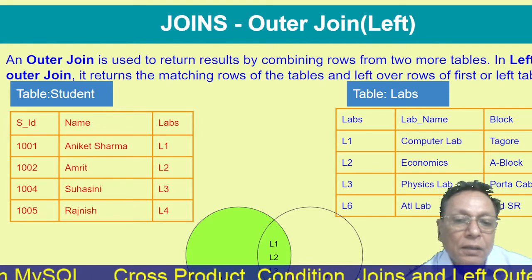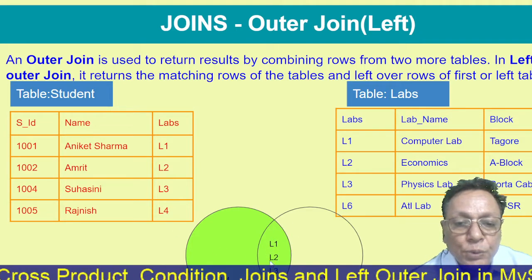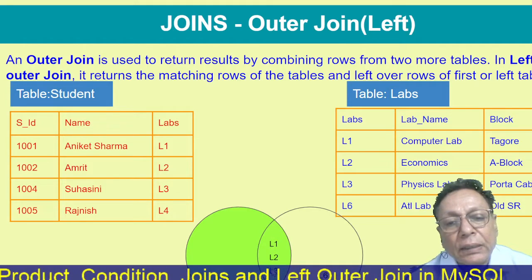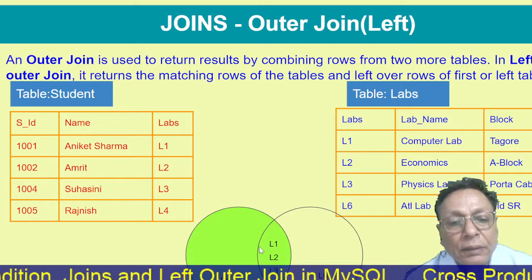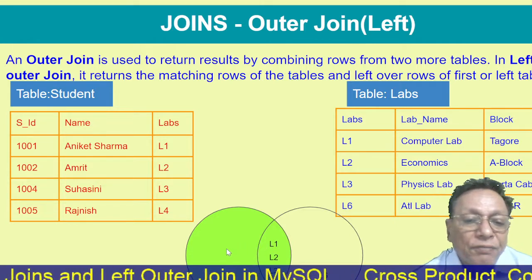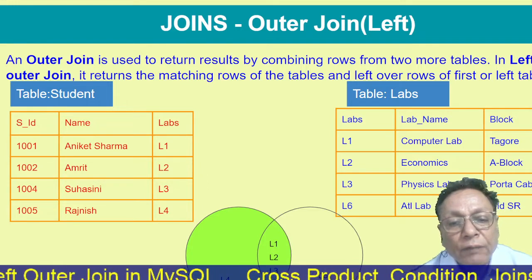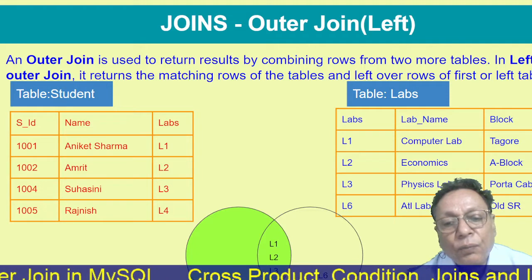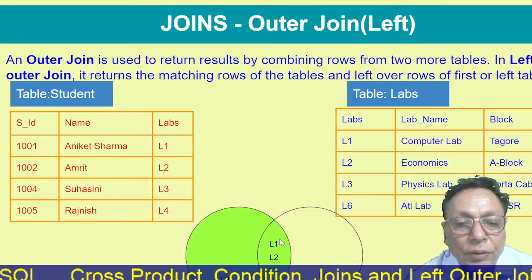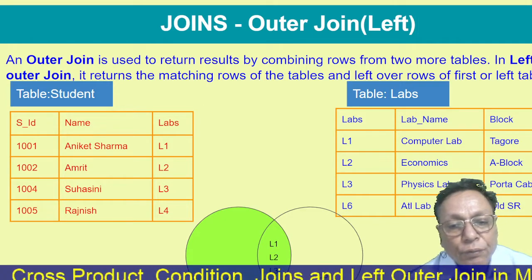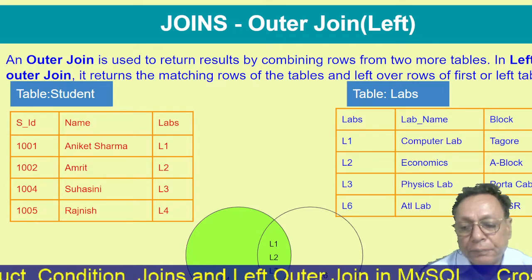From this Venn diagram, you'll be able to understand that the codes which are common will be considered in the output table, and the leftover of the left table will also be considered in the output, but whatever is only in the right table will be discarded. So in that output, you'll see L1, L2, L3, and L4. This way we can understand left outer join.